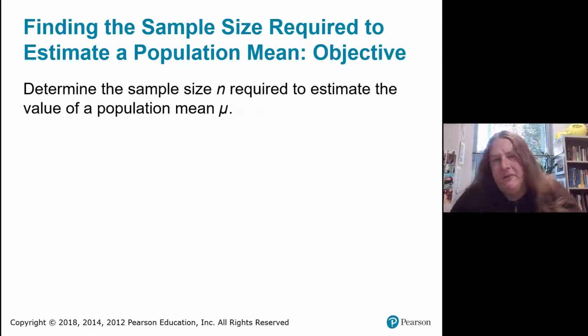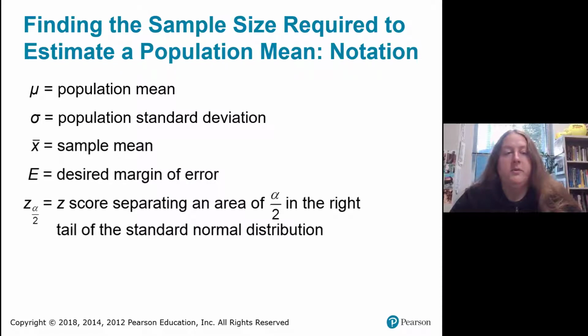So now let's talk about finding a sample size required to estimate a population mean. This is what we're going to be working with. Again, we have the same variables that we've had along the way: our population mean, our population standard deviation, our sample mean, our desired margin of error, and we're going to be back to working with z-scores. So this is with our standard normal distribution.